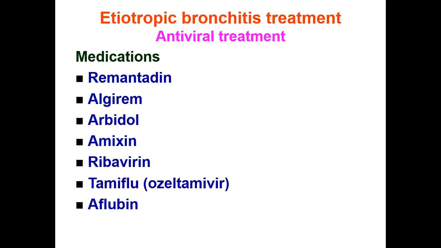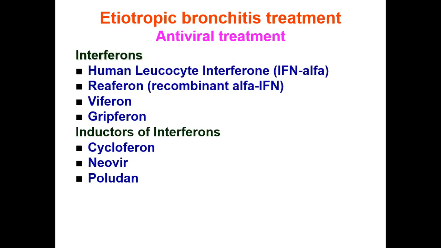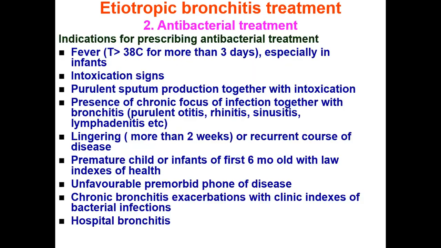Etiologic bronchitis treatment, antiviral treatment: rimantadine, Algirem, Arbidol, Amixin, Tamiflu, Aflubin. Antiviral treatment, interferons: human leukocyte interferon, Reaferon, Viferon, Grippferon. Inductors of interferons: Cycloferon, Neovir, Poludan. Etiologic bronchitis treatment, antibacterial treatment: indications for prescribing antibacterial treatment.